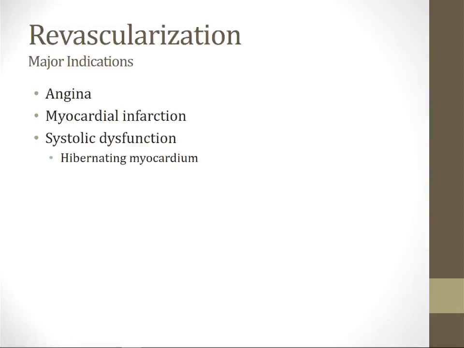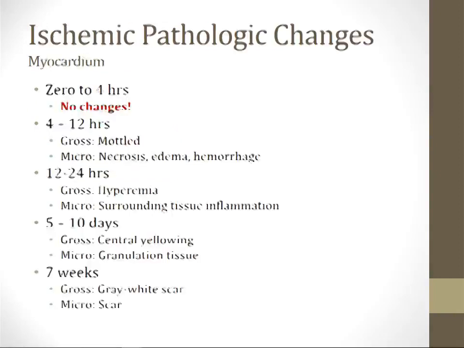The major indications for revascularization are shown on this slide. Angina is the most common revascularization indication in the United States. Second to that is myocardial infarction. Sometimes we revascularize patients with systolic dysfunction. They can have what's known as hibernating myocardium. So when the myocardium is severely deprived of oxygen, it can go into a hibernating state where it is still alive, but it is not contracting normally. In this situation, when you restore blood flow, sometimes the systolic function and the left ventricular ejection fraction improves.